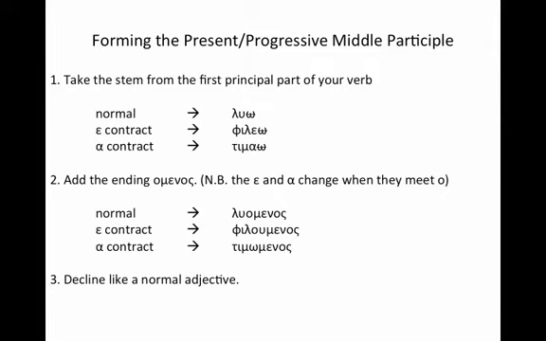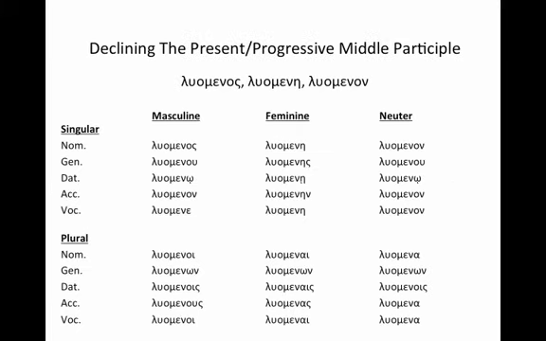And we're going to decline this like a normal adjective, which we'll see right here. So it's really a three-part adjective. It's luomenos, luomene, and luomenon. Our masculine, luomenos, is going to use the second declension masculine endings. Our feminine, luomene, is going to use our first declension feminine endings. And our neuter, luomenon, is going to use second declension neuter endings. Now these are all endings that you should be very familiar with, but if you need a second, you can pause the video here and write them down.